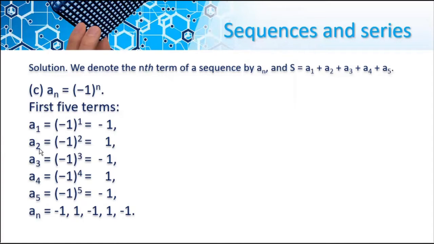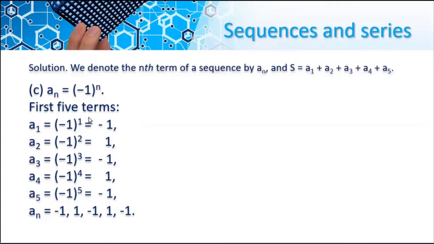Pero pagdating na ng second term, -1 square, and it is +1. Third term, -1 cube, and it is -1. Fourth term, -1 to the fourth, it is 1. And fifth term, -1 raised to 5, and it is -1. Mapapansin mo lang, nangyayari dun sa ating positive and negative sign, nag-alternate. Kasi depende sa ating exponent.